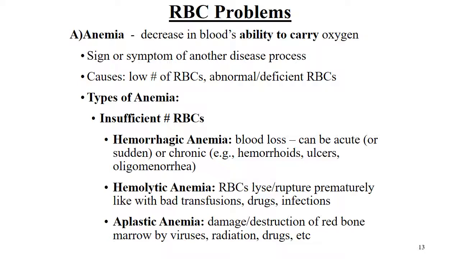Hemolytic anemia is another one where too many red blood cells are getting destroyed or rupturing. This is likely to occur with things like mismatched transfusions, certain types of drugs, and of course infections. Aplastic anemia is a little different. This means that most of the components of blood are working. However, since there's been destruction of the red bone marrow, which is the birthplace of all of our RBCs, we're not able to regenerate red blood cells quickly enough as the body needs.